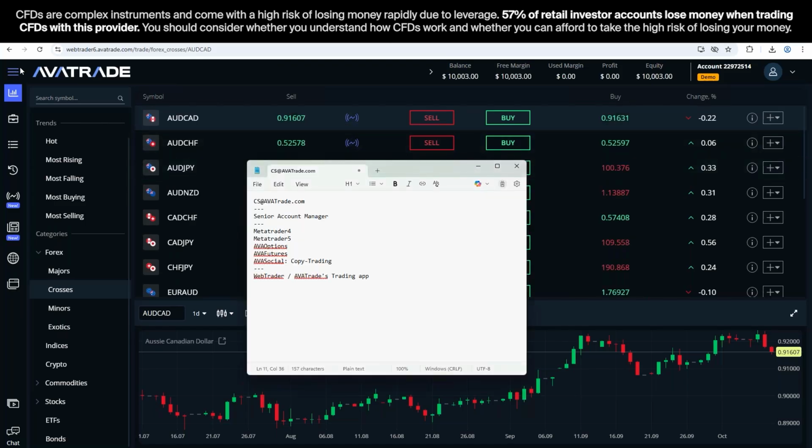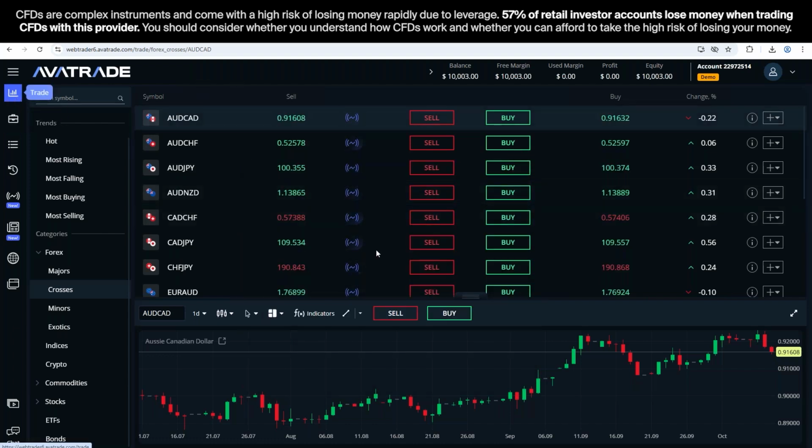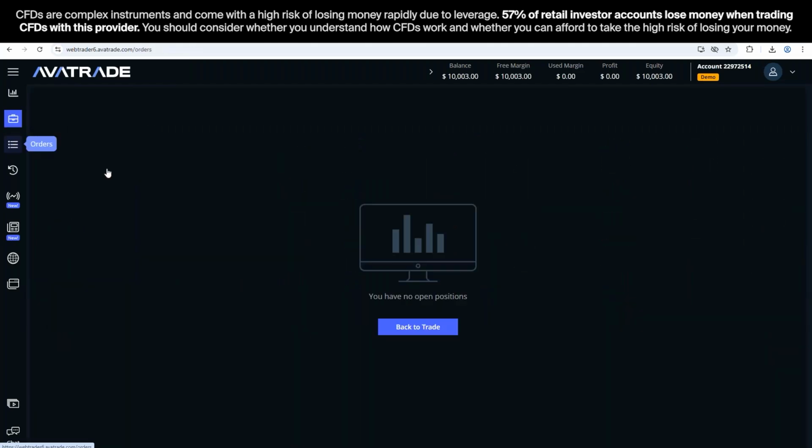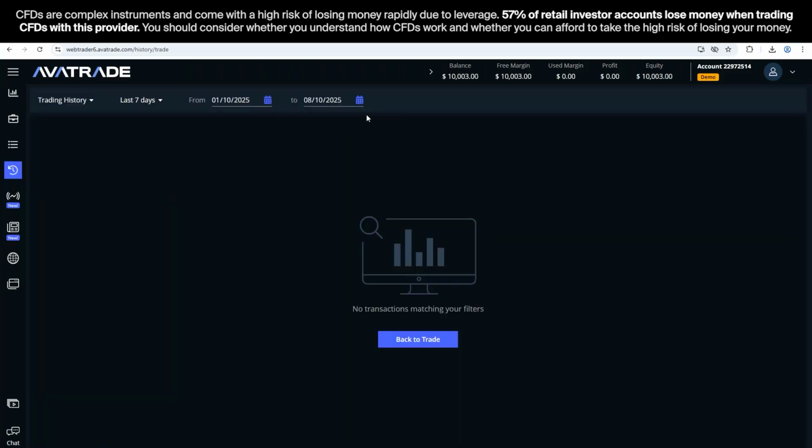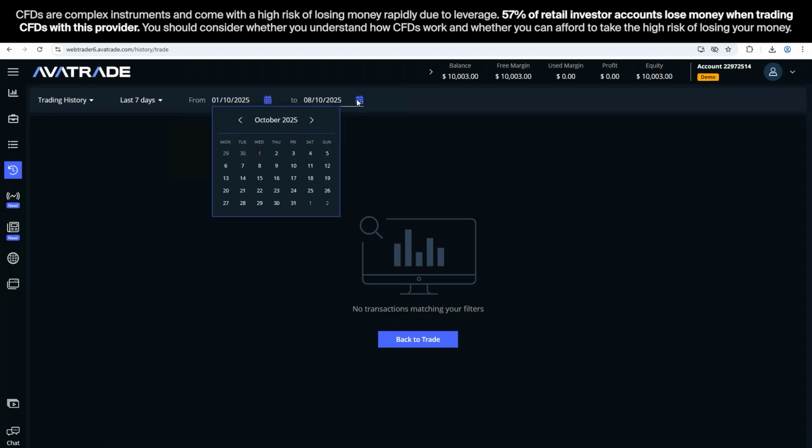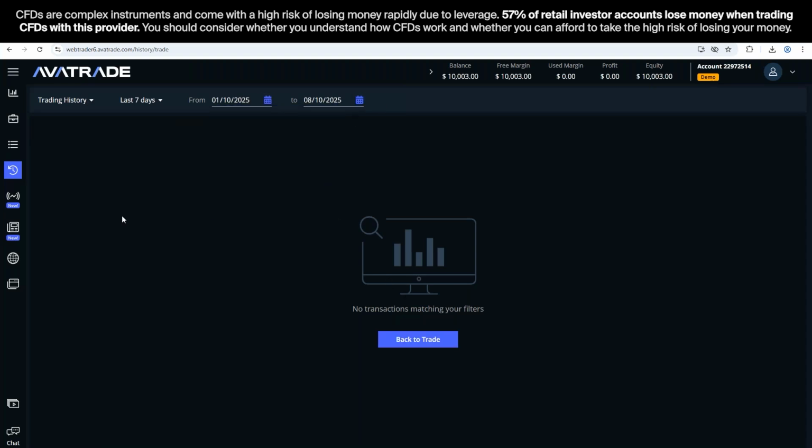Underneath is Trade. This is what we're looking at right now, where we can trade. We're going to get to that. Positions speaks for itself. Orders is quite the same. And History also explains itself, but I'll explain the general idea. We've got trading history and balance history. We've got the date where we want to be selected, and then we can choose what will be displayed.